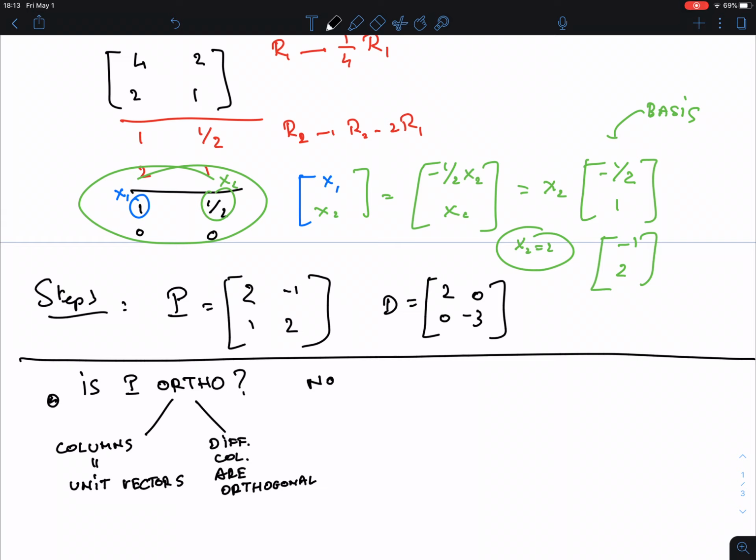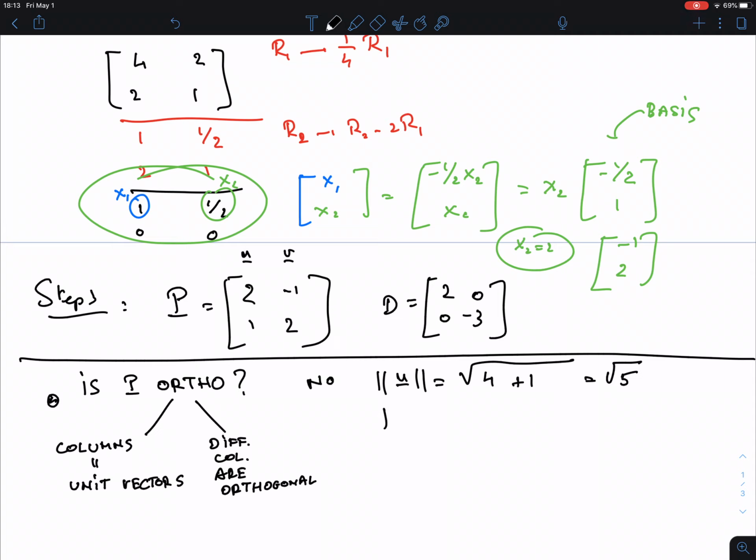Now, let's see what happens here. So we have the two columns here. Let's call them u and v, the two vectors. What is the norm of u? Well, that's the square root of the square of the first number plus the square of the second number. That's square root of 5.